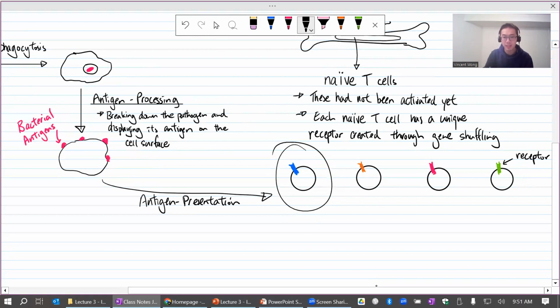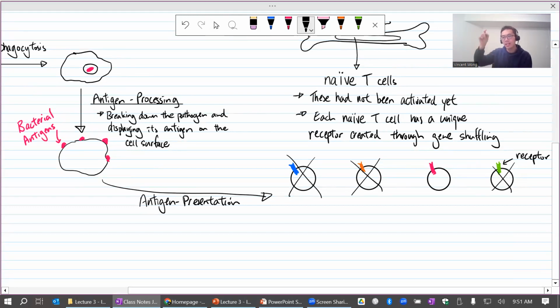Is this one gonna be able to help with the infection? What do you guys think? No, it's not red. Yeah, he's not red exactly. So like, oh, too bad, I can't help. Ask the next guy. All right, so then it's gonna ask the next one. All right, this is not gonna be able to help. Only the T cell with the correct receptor is going to be able to help to fight the infection, right?